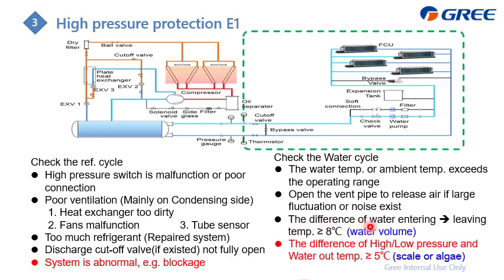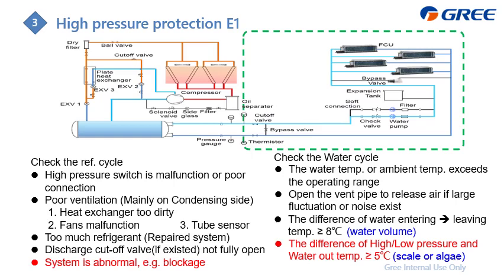At that time, you need to check the water in and out temperature. If this difference is higher than 8, that means the water flow rate is not enough. And next is to check the difference between the high or low pressure and the water out temperature. If this is higher than 5, that means too much water scale or air is inside.